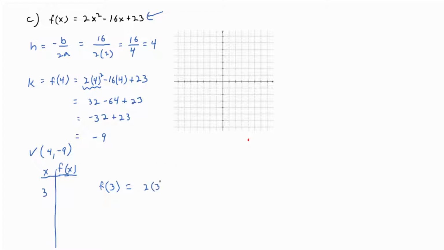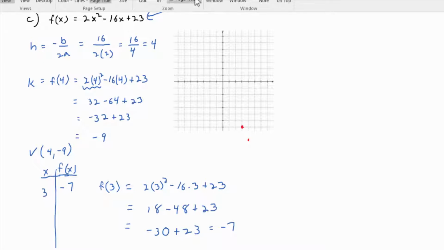So 2 times 3 squared minus 16 times 3 plus 23. I don't know, 9, 18 minus, what's 3 times 16, 48? Plus 23, oh gosh, what is that, negative 40, negative 30? Plus 23, what does that turn out to be? Everybody agree with that? Okay, so over 3, 1, 2, 3, down 1, 2, 3, 4, 5, 6, 7. Oh, got to do that in red. Okay, let me zoom back in for a second.